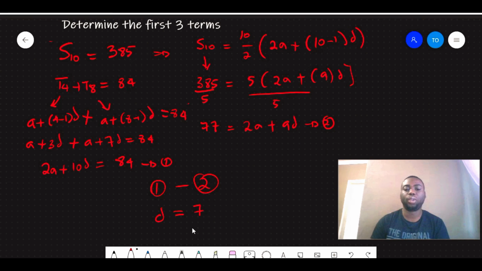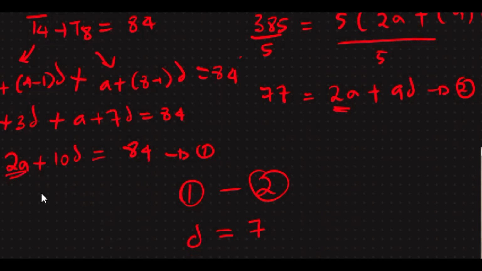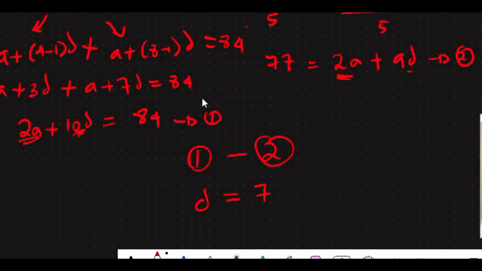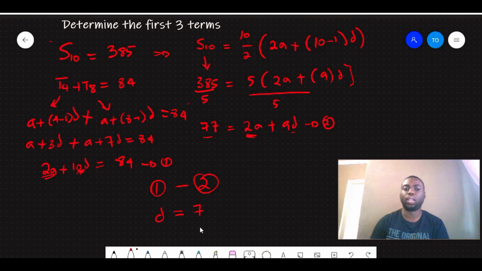And that will give you your answer for the first one. When I subtract the first equation from the second equation, I would get D equals 7. How did I get that? 2A minus 2A gives you 0. 10D minus 9D gives you D. And finally, 84 minus 77 gives you 7. And that's where we get our common difference to be 7.